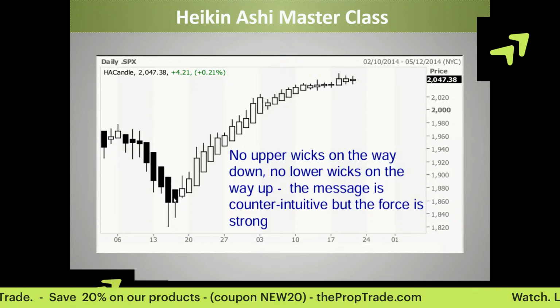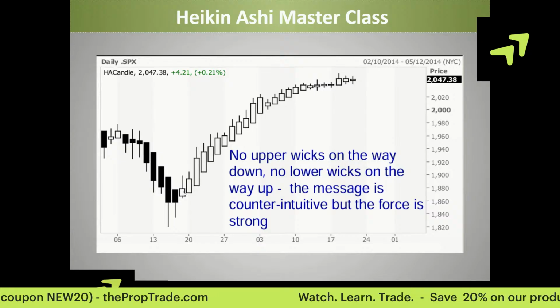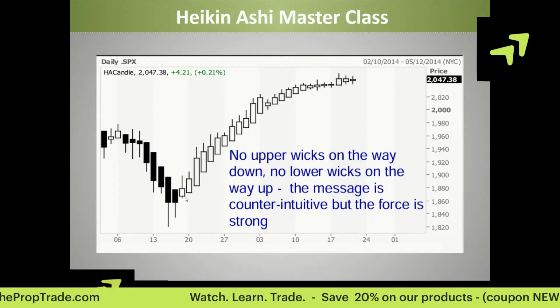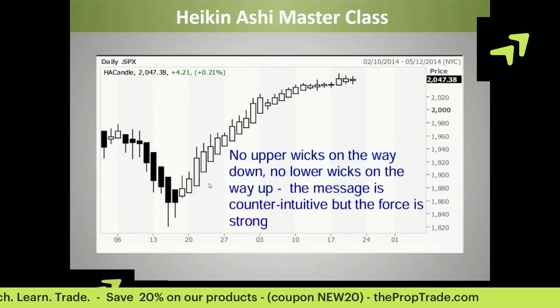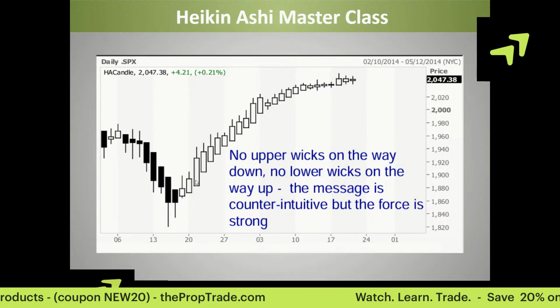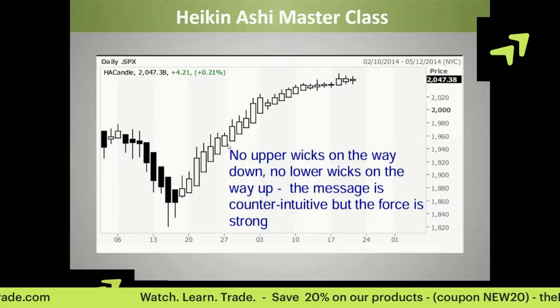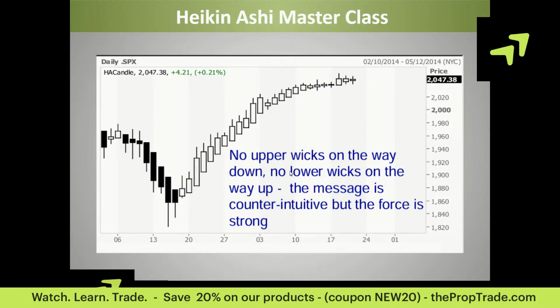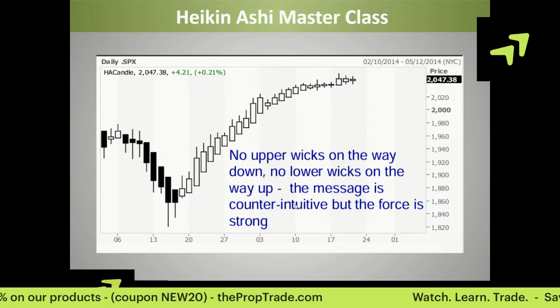But we would have been out here because it's gone from black to clear. Just get out because we've gone from a big strong downtrend to quite a strong uptrend as well, because we've only got a very little wick. The following day, the uptrend suddenly kicks in, and we get a big bodied candle the day after that one as well, and then we run and run and run. So no upper wicks on the way down, no lower wicks on the way up. The message is counterintuitive, but the force is strong.